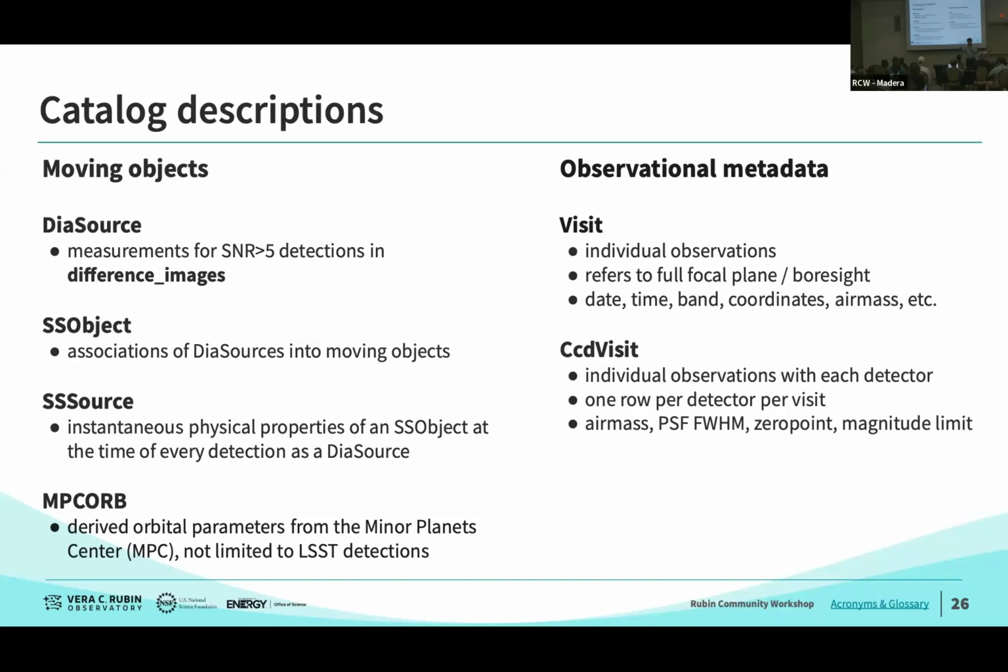Two other sets of catalogs that are important are the ones that have observational metadata. So we have metadata at the visit level, which has metadata on individual observations, refers to the full focal plane, boresight, which is where the telescope was pointing, and it gives you information such as the air mass, coordinates, dates, time per band, etc. And then we also have an analogous catalog of metadata at the CCD level, at the detector level, that has one row per detector per visit, and then has information again on air mass or PSF, image quality, zero point, and magnitude limit.